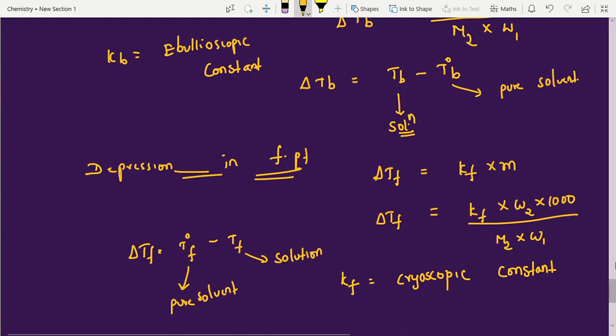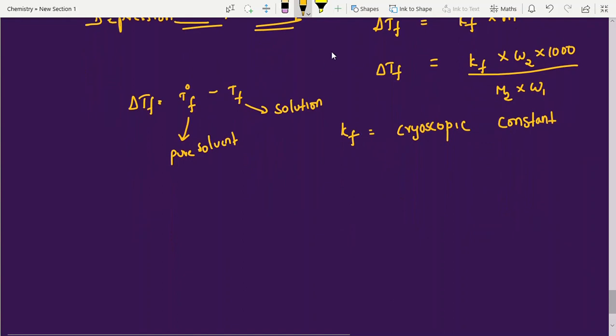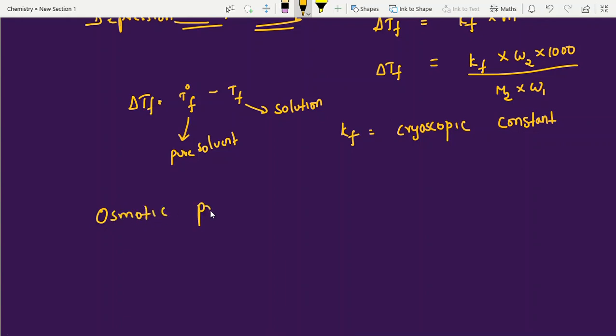Now, the last one. What is this? Osmotic pressure. Here, isotonic solutions and hypertonic solutions, they are asking questions. So that is also important. Pi equal to CRT. C is nothing but molarity, a concentration term. M equal to the number of moles of solute present in 1 liter of solution.